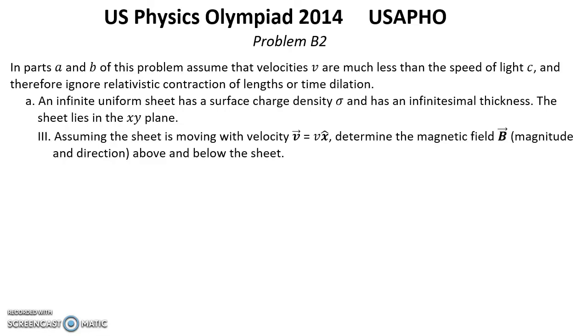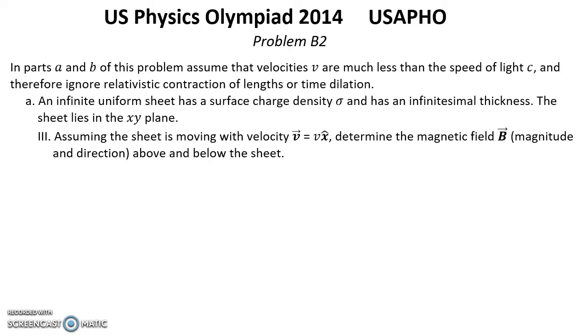Question 3. Assuming the sheet is moving with the velocity v in x direction, determine the magnetic field B above and below the sheet. Solution. Assuming that v is greater than 0, the right-hand rule indicates there is a magnetic field in the negative y direction for z greater than 0 and in the positive y direction for z less than 0.